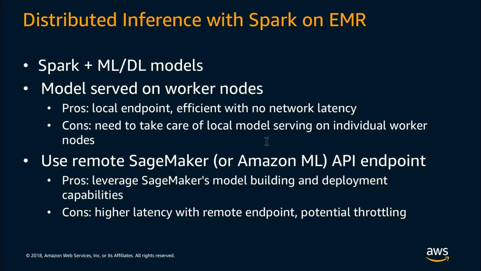Or we can use a remote SageMaker or Amazon ML API endpoint. The pros of using a SageMaker API endpoint is that we can leverage SageMaker's model building and deployment capabilities. So no need to deploy anything on the cluster. The cons are that we have higher latency with a remote API endpoint. We could easily get throttled when making a large number of API calls. So depending on your use case, you can choose the one that works best for you.